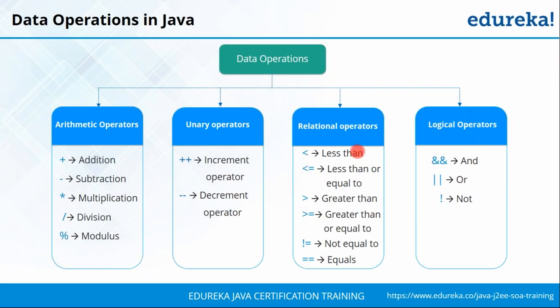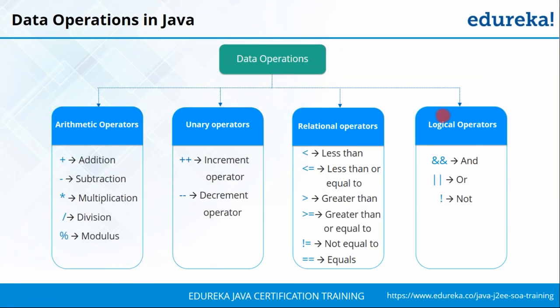Then you have the relational operators. Now this is something that you may be familiar with. You have lesser than, greater than or equal to, lesser than or equal to, greater than, and not equal to. Again, not equal to is represented with an exclamation mark and an equal to sign. And for equal to, it is double equal to, because if you put a single equal to, it will be considered an assignment operation.